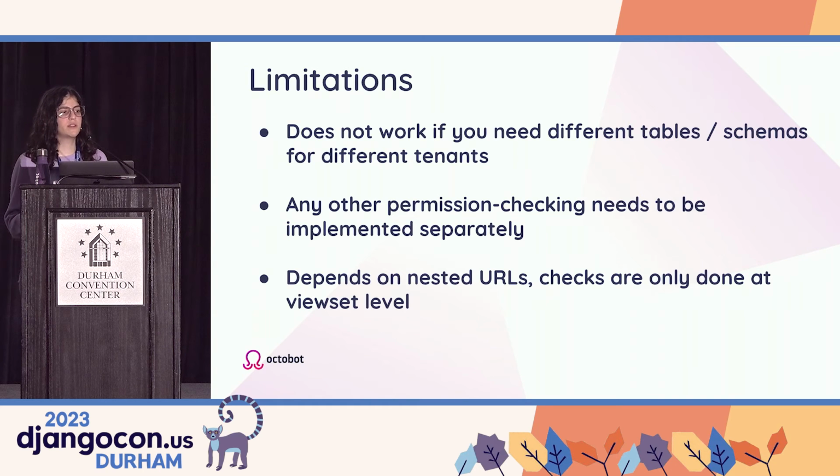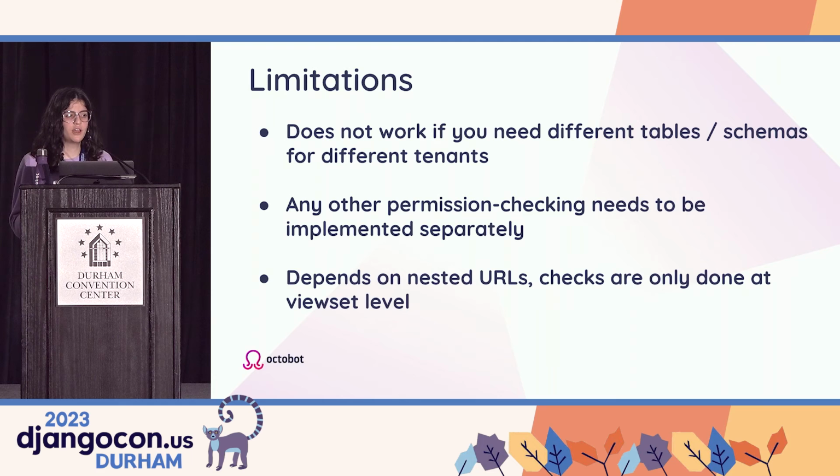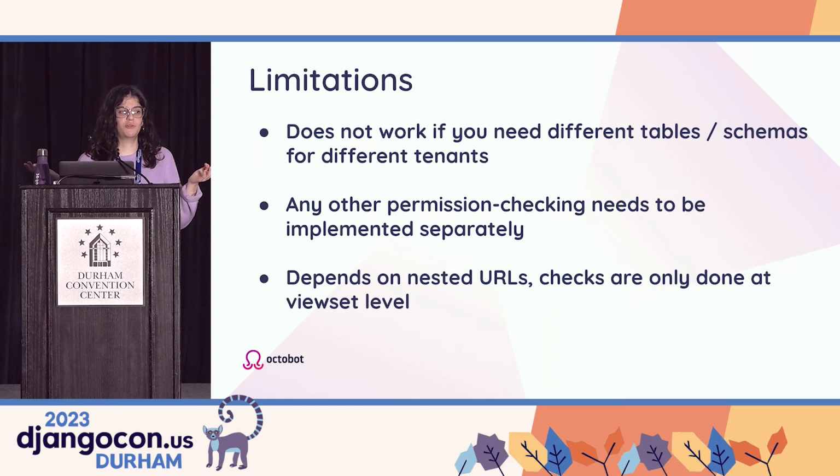So if you have a lot of complex role-based permissions, object-level permissions, any kind of permissions, we didn't implement any permission stuff. We are only checking, okay, can this user access this company, yes or no? And then another limitation is that the checks are only done at the viewset level. So if you have, for example, your Django admin, we are not checking anything there. So you would need to implement checks elsewhere for other access to your application. We just did our API because it's what our users were using.